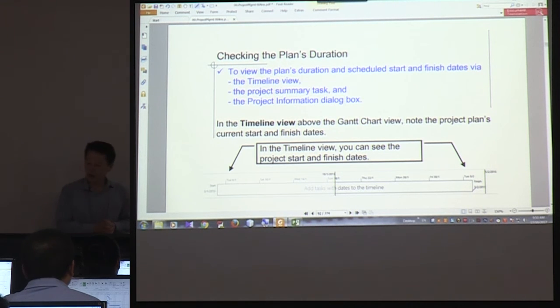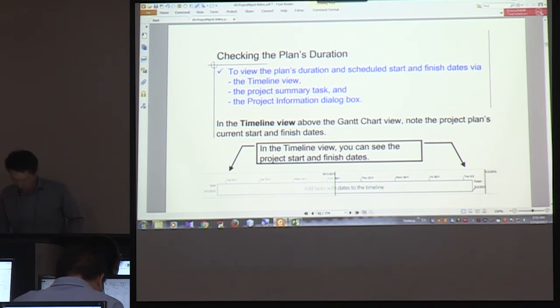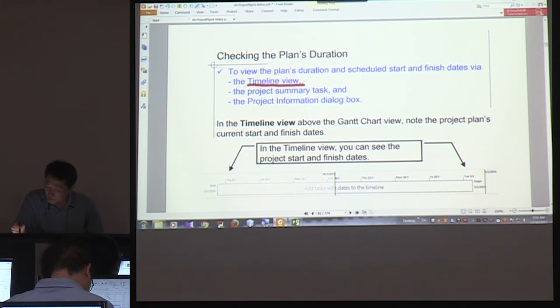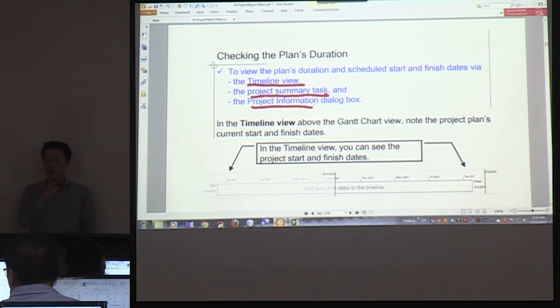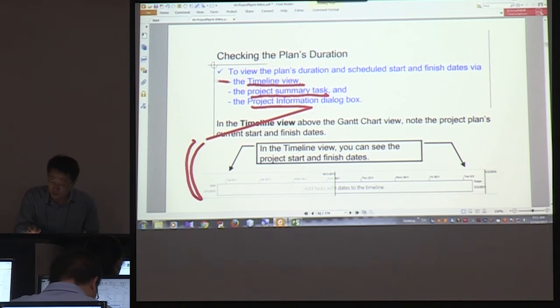Okay, now we are going to move on to a different topic. We are going to check the duration of the whole project. There are several different ways of checking the whole duration of the project. You can check in timeline view, or by project summary task, or by the project information dialog box.